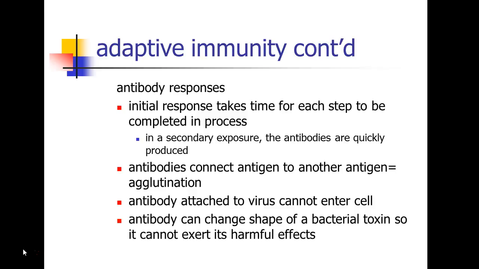So there's lots of ways that antibodies can react. Like I said, by agglutination, by labeling a virus so that a cell won't let it in, or, like I said, by changing the shape of toxins that are made by bacteria so that they are not harmful. And the initial response takes a longer time because it has to go through the entire process. But once those memory cells are out there, the T's for the cell-mediated and the B's for the antibody-mediated, they're good to go.